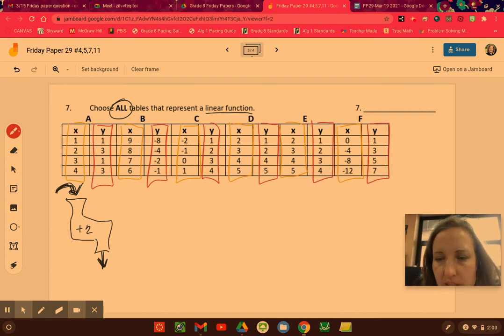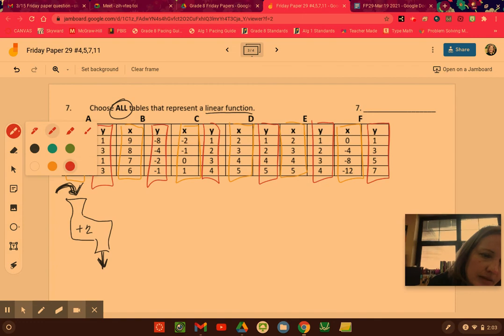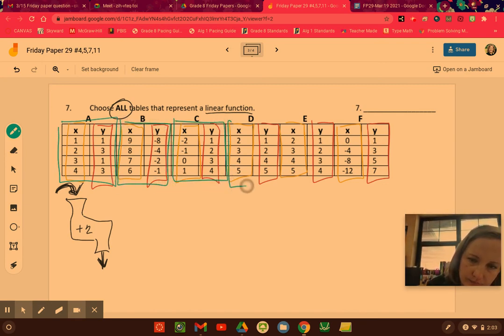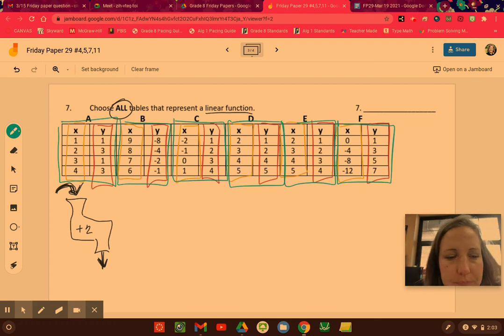Do any of those x values in those tables repeat within the same table? And when I say within the same table, I'm just going to make this easier for you to see. Table A is this. Table B is this, and so on, okay? So just imagine there's 1, 2, 3, 4, 5, 6 different tables here. Okay, so far so good.